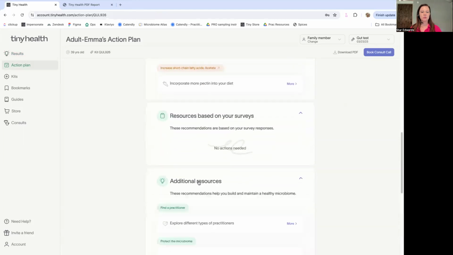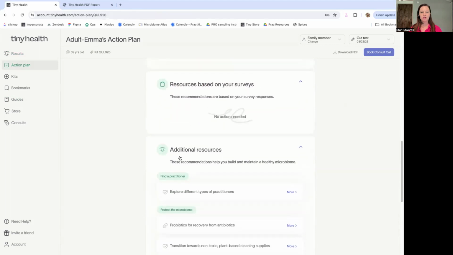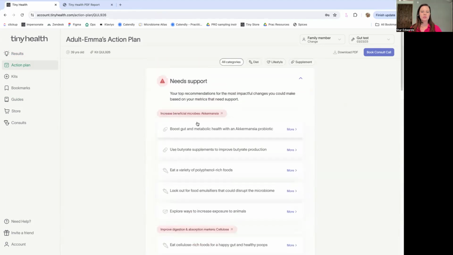We also have a lot of really good resources here and in the guide section on the left-hand side that are very specific to the patient, what they're concerned about. And for each of these recommendations, we do provide some foods, and we do provide some supplements and other lifestyle recommendations and supplements specific to what the patient is concerned about and what we found in the results.